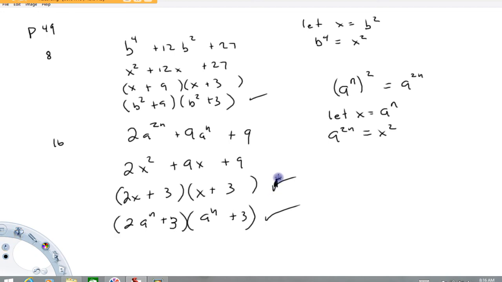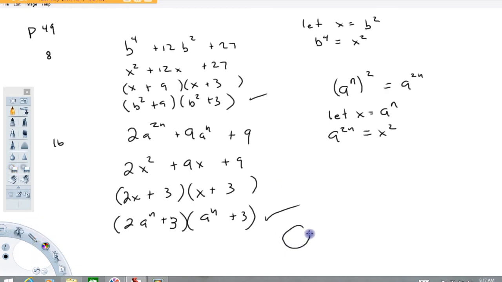Get rid of that done term. Now it's done. We put a smiley face because we're happy. We're mastering our factoring here.